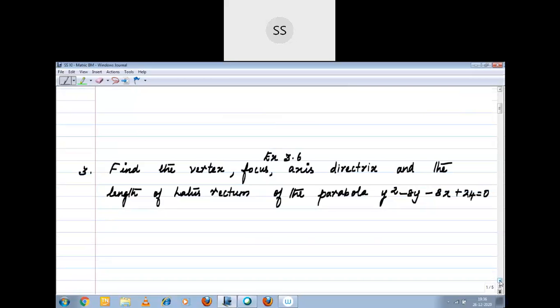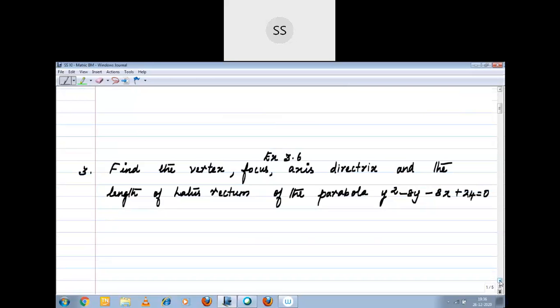Let us see the exercise 3.6 question number 3. Find the vertex, focus, axis, directrix and the length of latus rectum of the parabola y square minus 8y minus 8x plus 24 equal to 0.